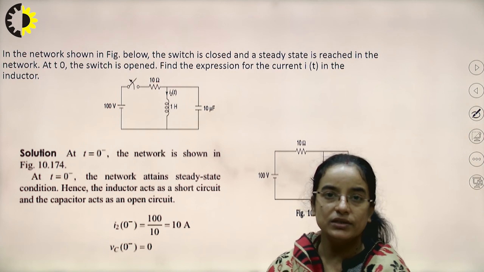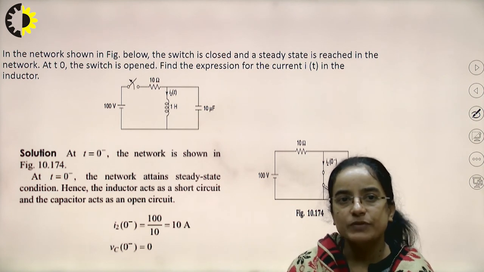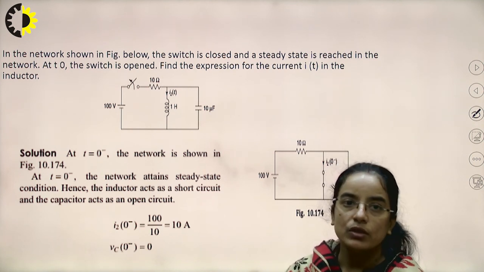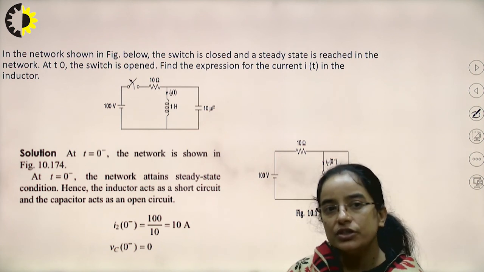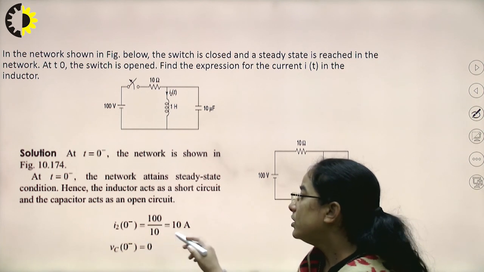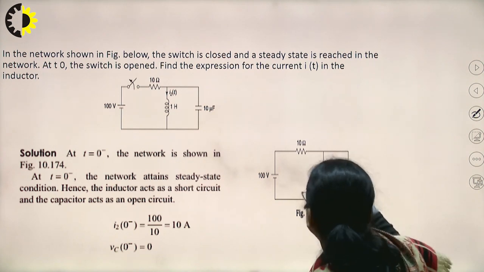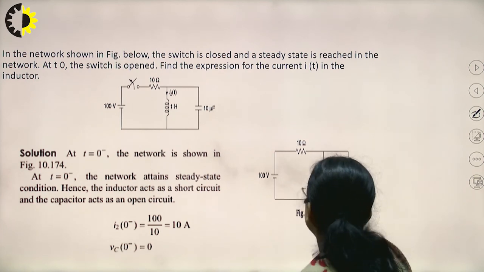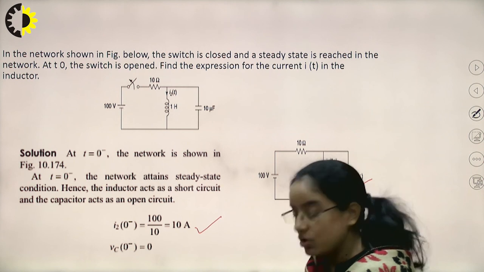So this is the last example. Here the switch is closed, and steady state condition has been reached. Then at t equal to 0 the switch is opened, and we need to calculate the expression of the current. In a similar way, when the switch was closed, we calculate the initial current through the inductor and voltage across the capacitor. This inductor will behave as a short circuit and the capacitor will behave as an open circuit at steady state. So current through the inductor is 100 divided by 10, and voltage across the capacitor is 0. Now the switch is opened.